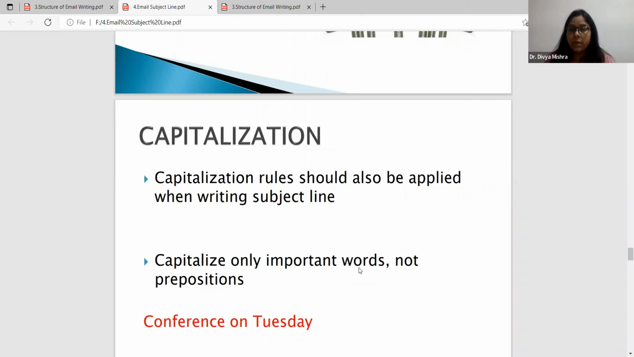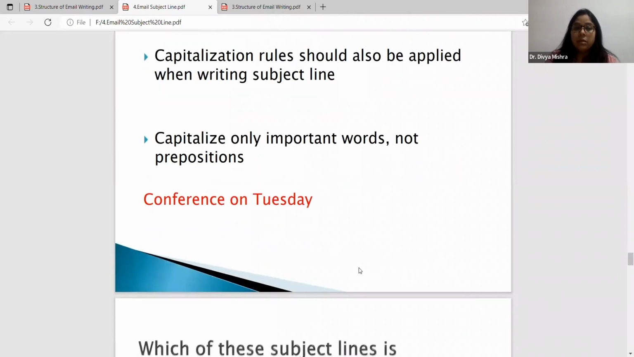This capitalization rule must be applied while you are writing a subject line. Can you see the capitalization here? Conference on Tuesday. C is capital, on is small, and the T is capital in Tuesday. So you need to capitalize only important words, not prepositions. On, for, at, over, these are prepositions, so never capitalize these words.